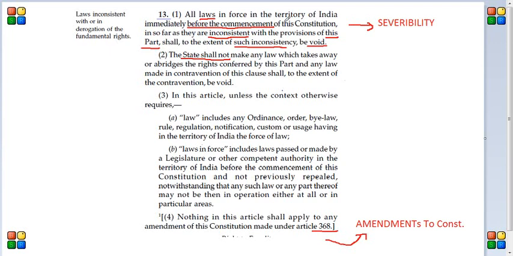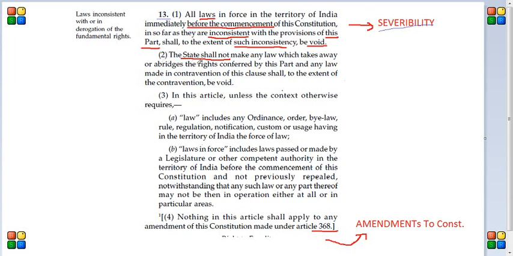Not the entire laws, but only to the extent to which they are inconsistent. Like let's say a law has 4 clauses and the second clause is inconsistent with the fundamental right, then that particular second clause will be declared as void. That's what it means. This is called doctrine of severability. That means that particular section is automatically severed. That's what severed means, cut.